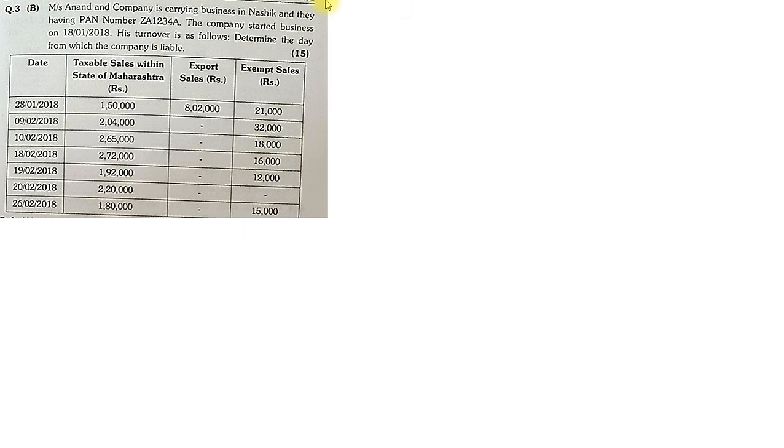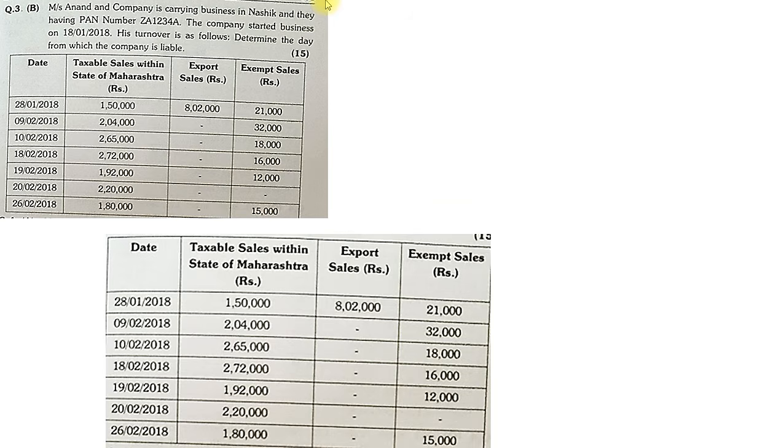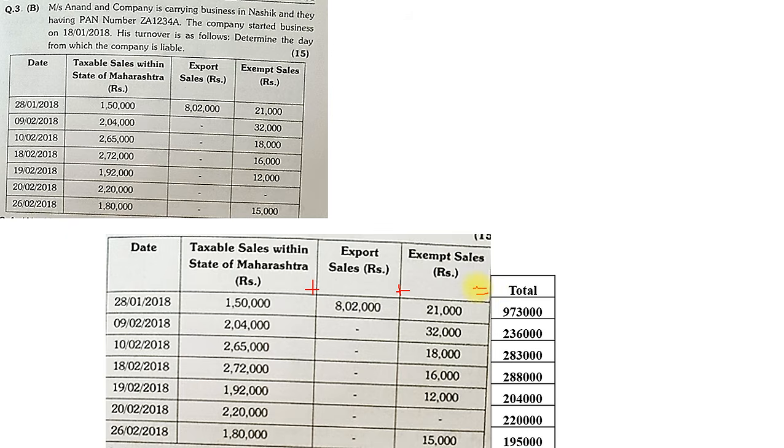Okay, so the columns will be the same. Note down all these columns: date, taxable, export, exempt. We need one more extra column which will be known as total. That will be total of taxable sale plus export sale plus exempt sale. So we will add up taxable plus exempt plus export, which will give you the total. So total will come up to 9,73,000, 2,36,000, 2,83,000, 2,88,000, 2,04,000, 2,20,000, and 1,95,000.